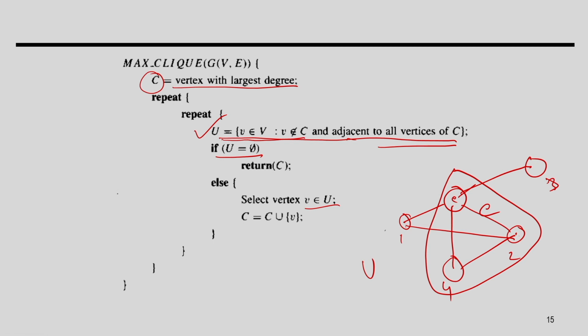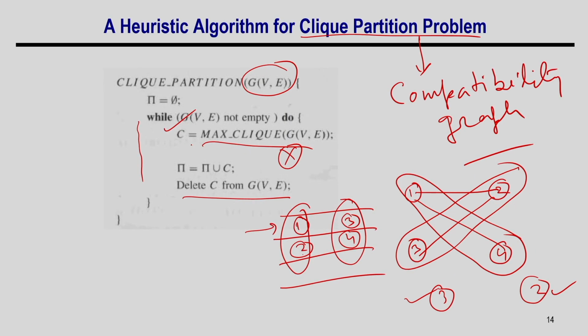This is how I grow the complete subgraph until I find there is no such node which is connected to all the nodes. Then this is my maximum clique, and this is what it will return. Once I come back to this function, I have a clique, so I remove all the nodes of that subgraph from the graph and then call again.